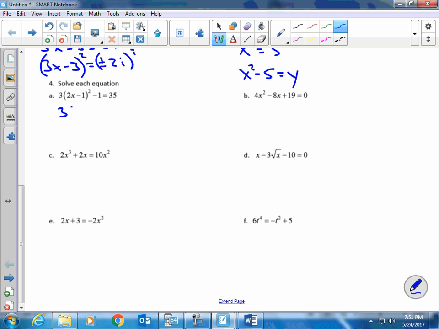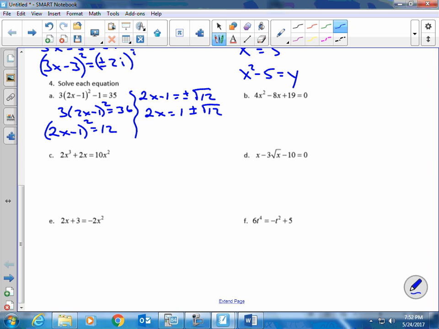So I have 3 times (2x minus 1) squared equals 36. Divide by 3, (2x minus 1) squared equals 12. Take the square root of both sides. So 2x minus 1 equals plus and minus the square root of 12. Add 1, and I get 2x equals 1 plus or minus the square root of 12. Divide, and x equals 1 plus or minus the square root of 12 all over 2. 12 breaks down into 4 and 3, and so I get x equals 1 plus and minus 2 square roots of 3 all over 2.